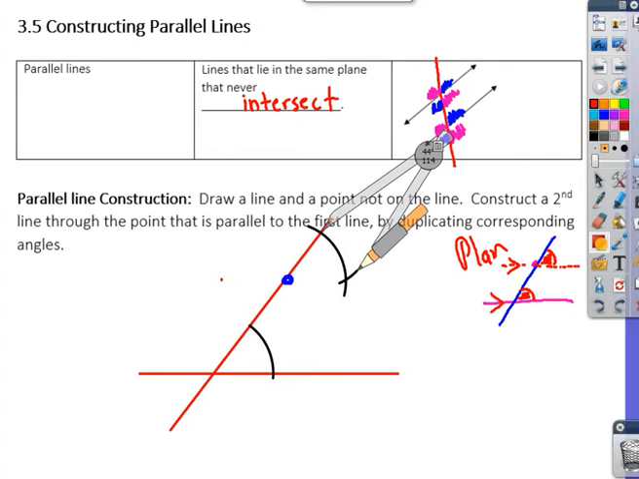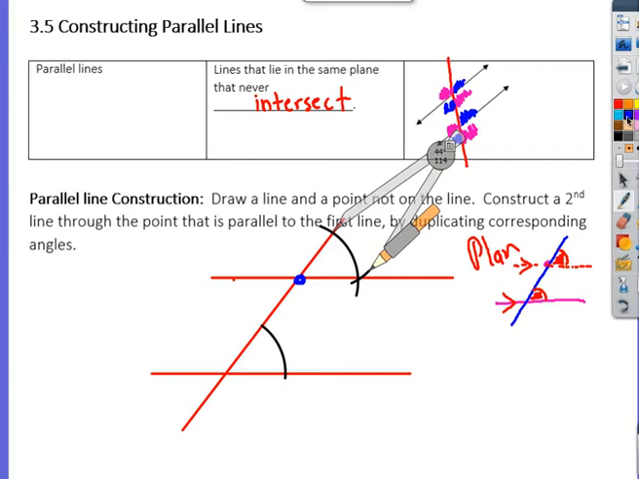We have to connect our point through the intersection. These lines are now parallel if you use a straight edge. These are parallel lines, which means that this angle equals that angle. How do we know? We duplicated that angle. That's how we know they're parallel. That's how we know the angles are the same.